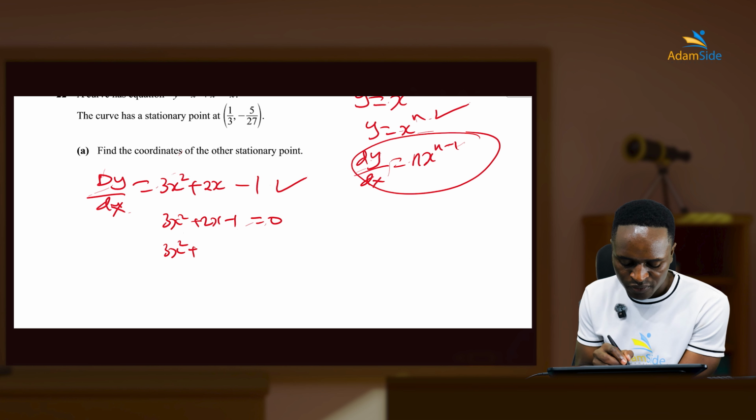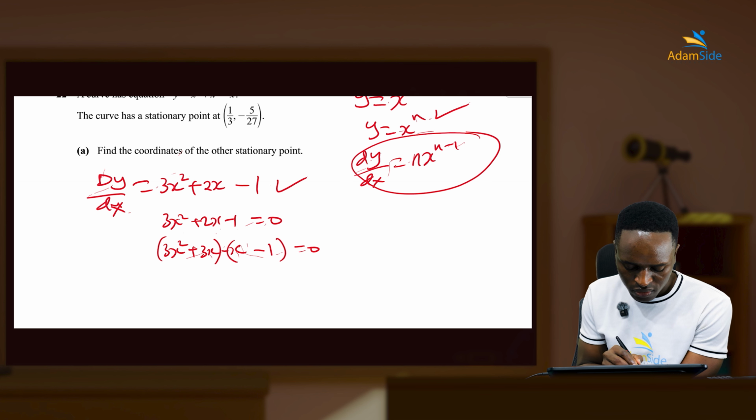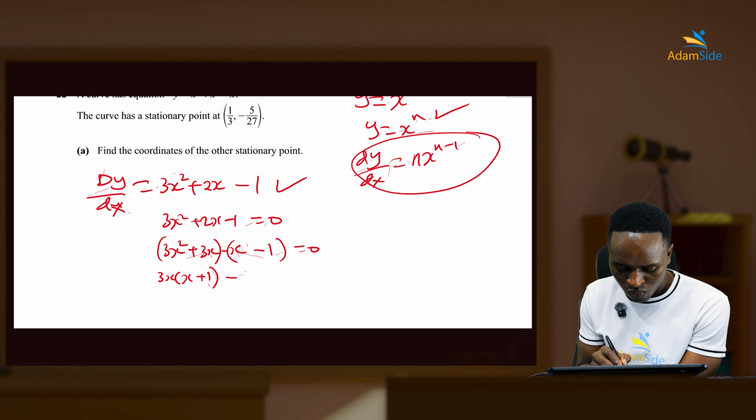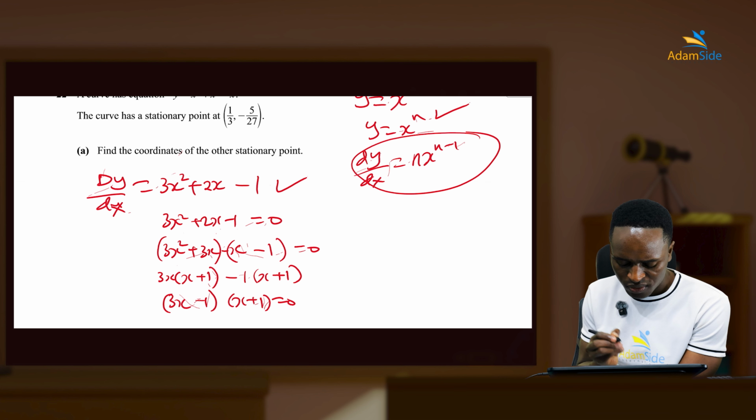Which numbers? If you multiply, you get negative 3. So it's 3x and negative x. And if you add, you get 2, minus 1. Yeah, factorize, equal to 0. So 3x outside, 3x into x plus 1, and then minus 1 into x plus 1, so that we can get negative. So (3x minus 1)(x plus 1) is equal to 0.